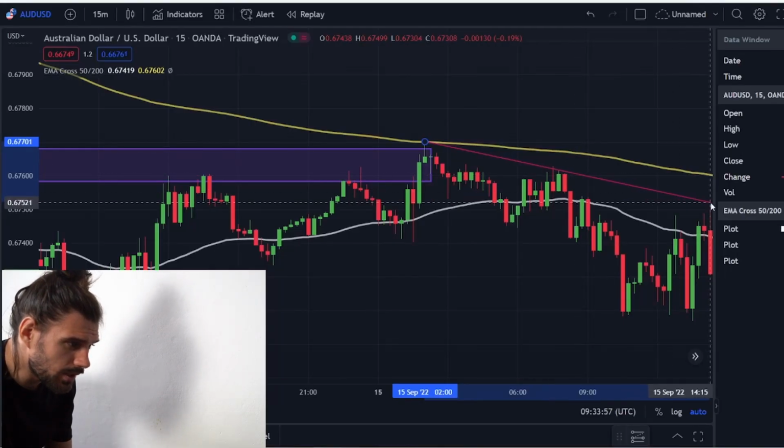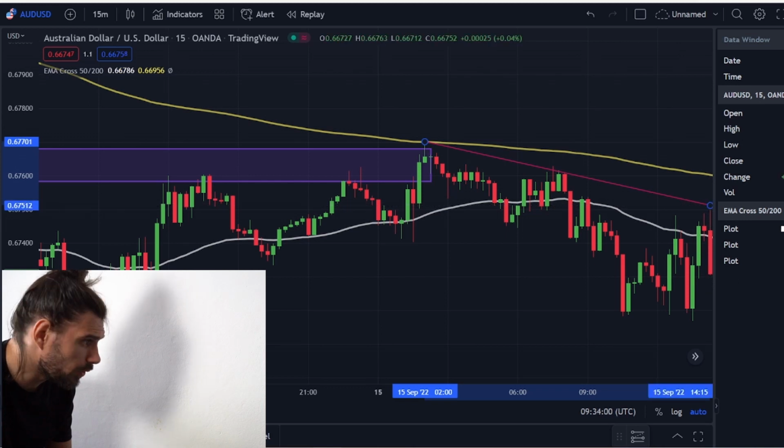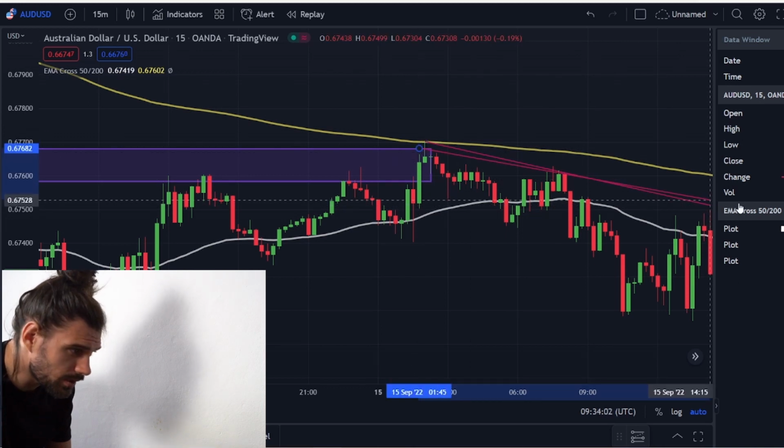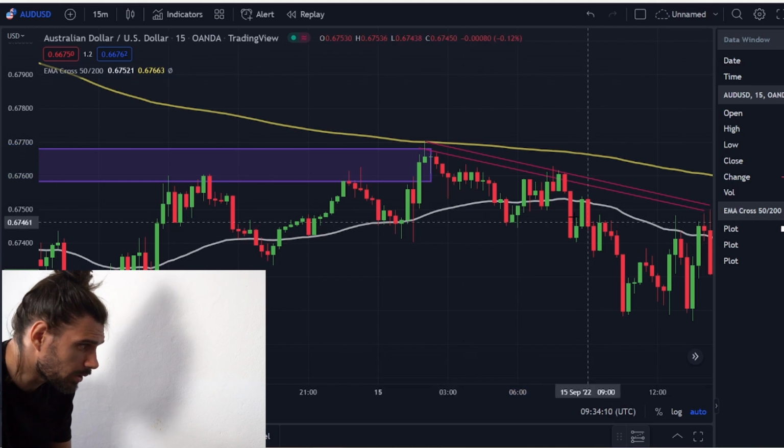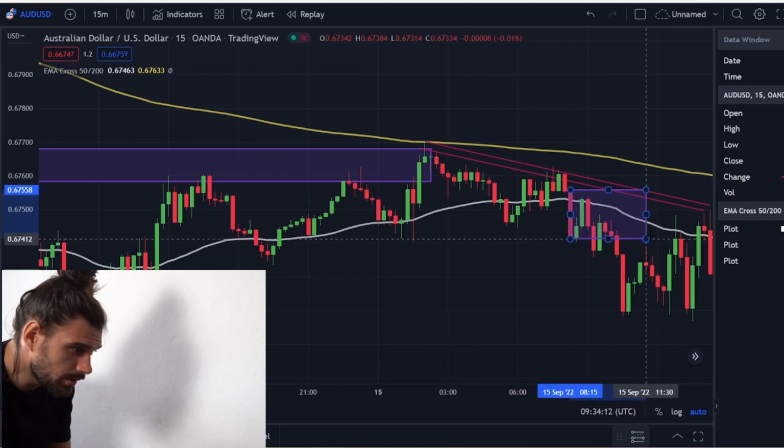Here is my trend line area right around here with a third touch. Remember, a trend line is never a straight line, it's an area. And here I have my first touch, my second touch, and my third touch. And this here is the big area that broke the 50 EMA, this huge engulfing candlestick.